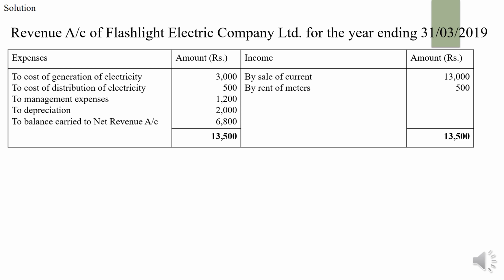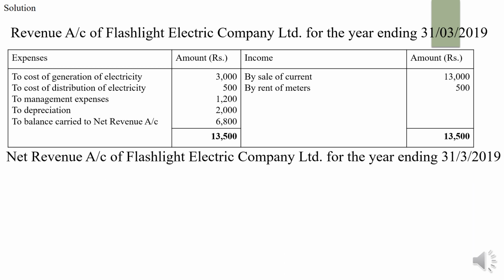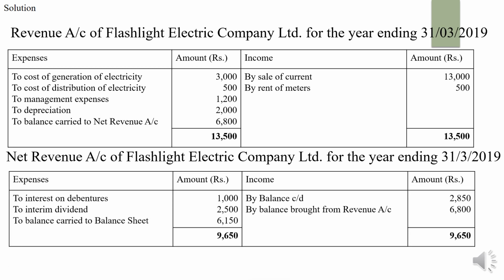Let us prepare that net revenue account of Flashlight Electric Company Limited for the year ending 31st/3/2019. Look here, the first item is the balance carried down. If you look into the trial balance, net revenue account is shown with the opening balance 2,850, and this 6,800 comes from the previous account. The total of the income side is 9,650. Then on the expenses side, the first item is interest on debentures 1,000. Next item, 2,500 in the form of interim dividend, so that we get a balance of 6,150.